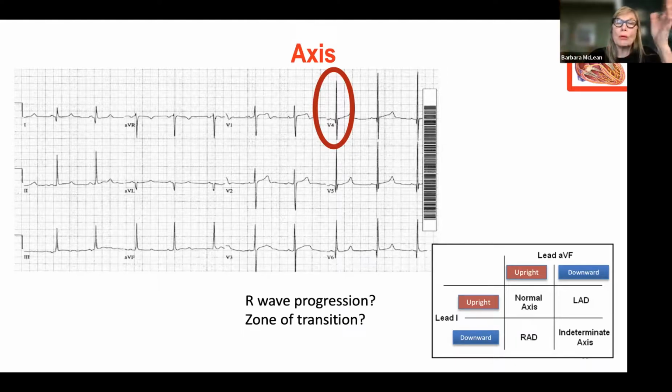And you absolutely know that because you got this really tall R wave. It's really, really skinny and it's really tall. So you have a good R wave progression. Your zone of transition is normal in V4, but your voltage is really, really high. So you're going to consider the patient may have some LV hypertrophy.